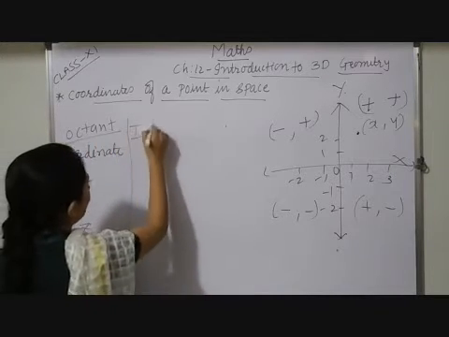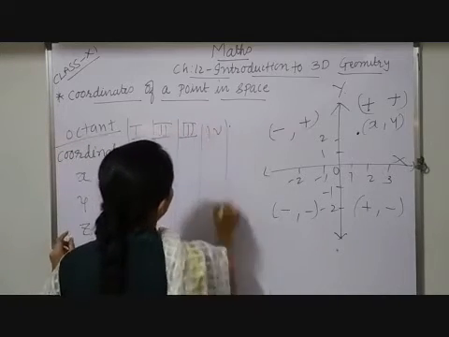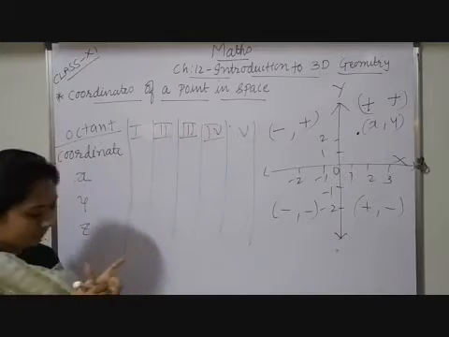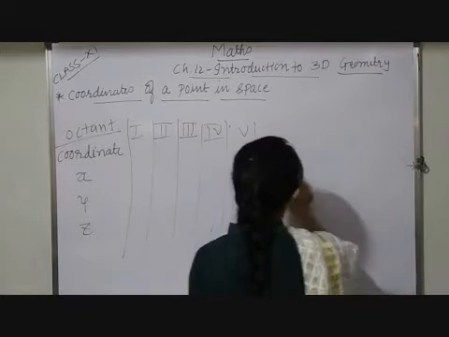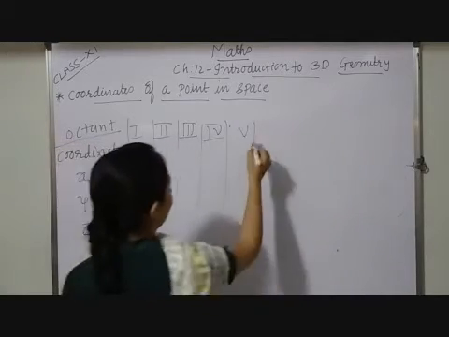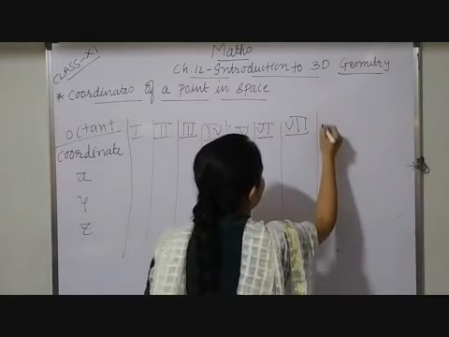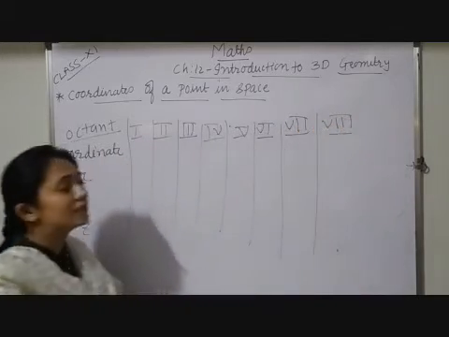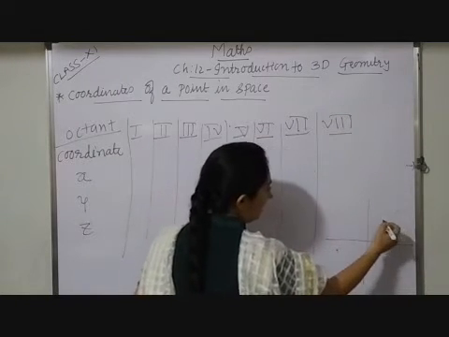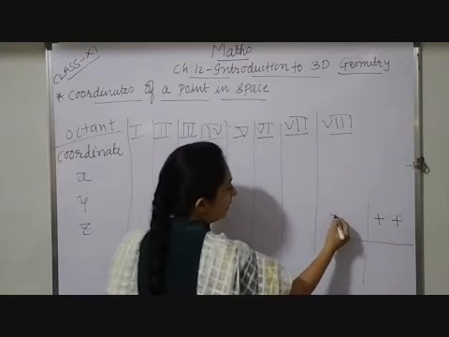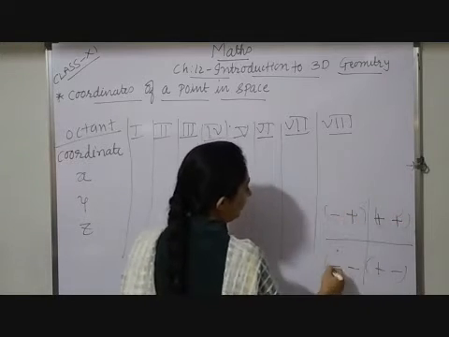Now how many octants? 1, 2, 3, 4, 5, 6, 7 and 8. This portion also I have to rub, but all these signs you have to remember. Now there is a trick to remember all these signs. Here I am drawing one small rough diagram. Here your coordinate signs are plus plus, minus plus, minus minus, plus minus. These are the signs of coordinates.